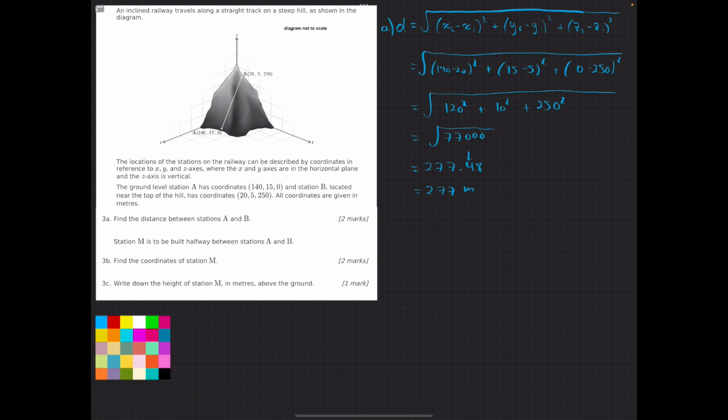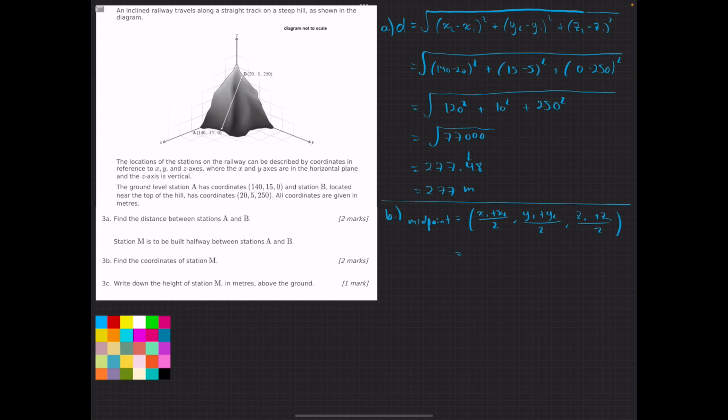Part b: find the coordinates of station M. I think we can probably fit this in this window, so let's go ahead and do that. They tell us that M is to be built halfway between A and B. Halfway between, that sounds like the midpoint, and that's exactly what we do. So the midpoint, remember, is equal to the average of the x's, the average of the y's, and the average of the z's.